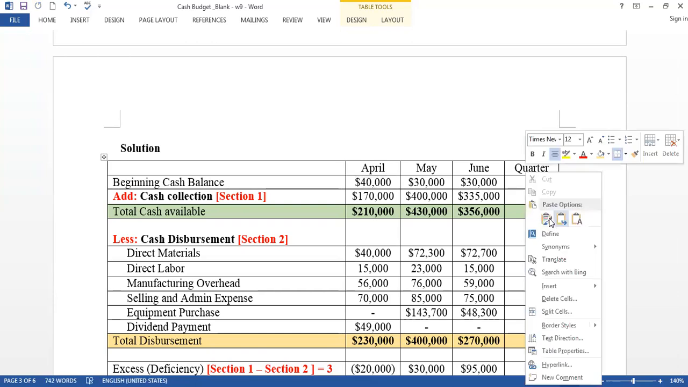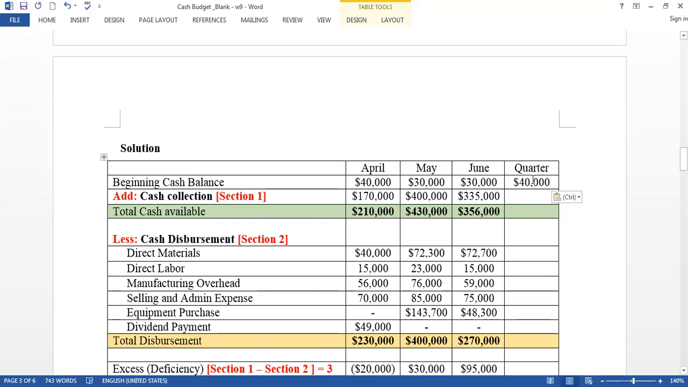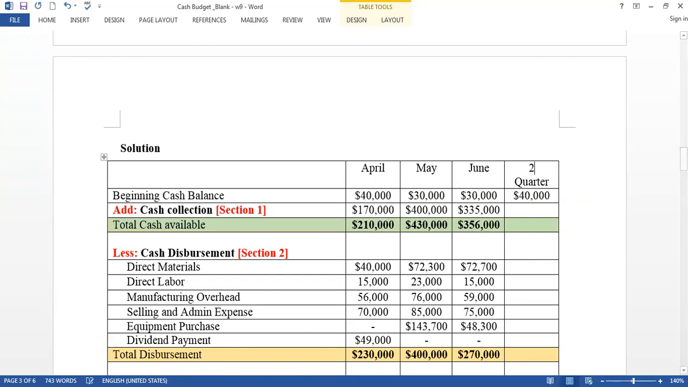Why? Because this is the second quarter, right? And according to this cell, what is the title of this cell? The title is beginning cash balance, and beginning cash balance of the quarter. So this is the second quarter, I write here, and this second quarter includes April, May, June. So the quarter beginning balance is this amount.